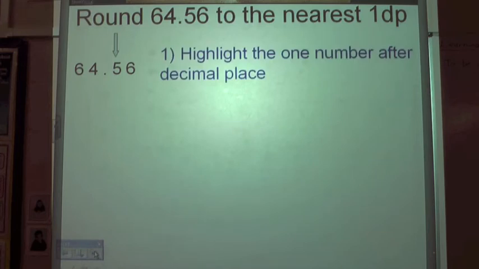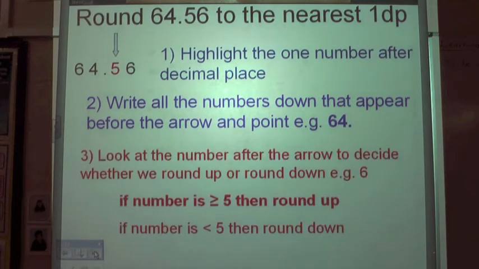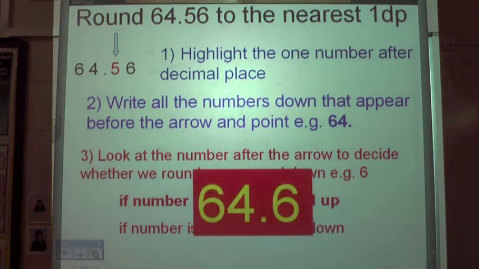So here we have a 5. After the 5 here is a 6. So we're going to write down, remember, the first numbers, 64, because that isn't going to change in this case. After the 5, we have a 6. 6 is greater than 5, so the number will round up, so that will give us 64.6.